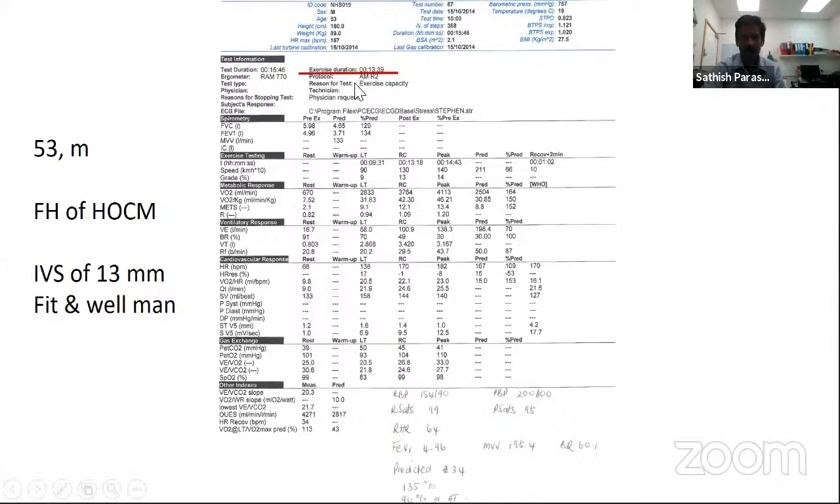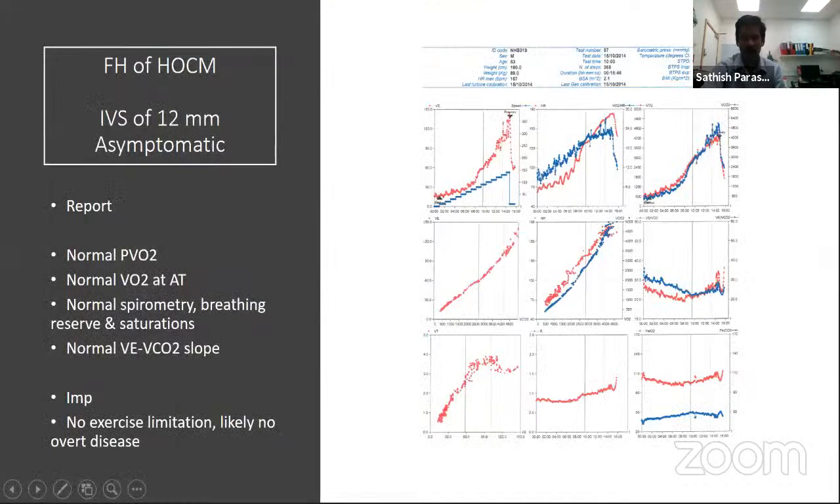Exercise time, 13 minutes and 39 seconds. Fantastic test. His peak oxygen consumption is 150% of predicted. His breathing reserve is very good. His VE/VCO2 slope, or ventilatory efficiency, is very good, 20.3. As I said, less than 30 is normal. And then his saturation, there's no drop. All I can say is he's doing fantastically well, and all you need to do is probably repeat the test in a year's time or something.